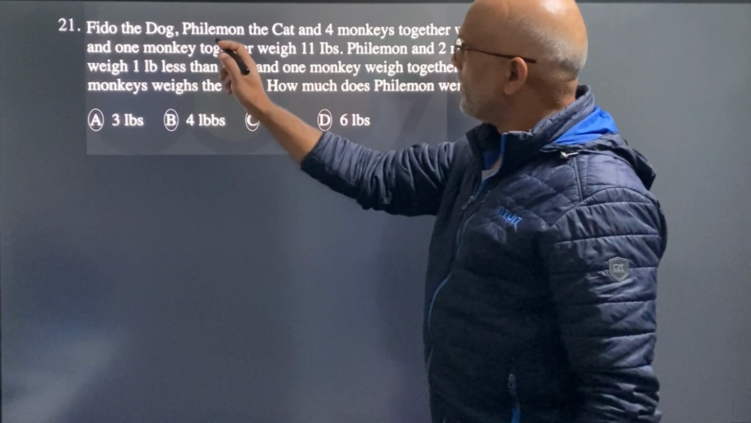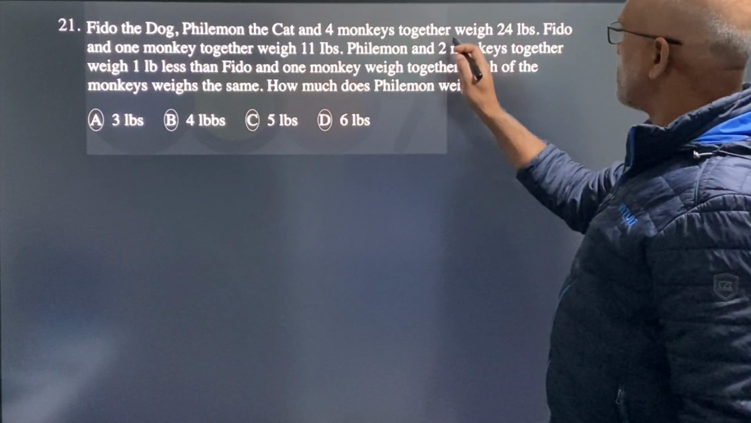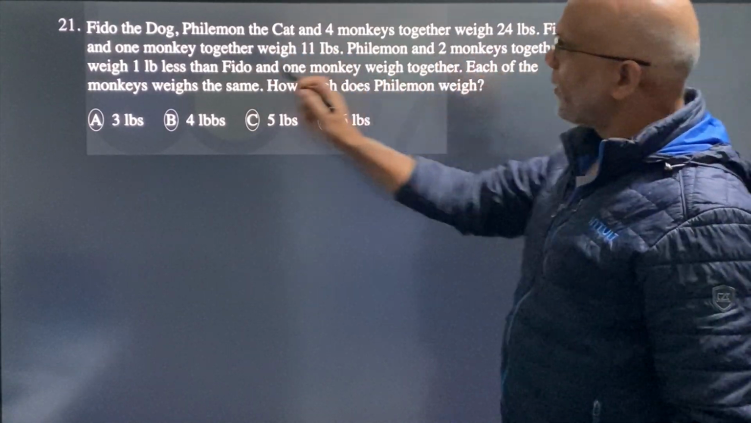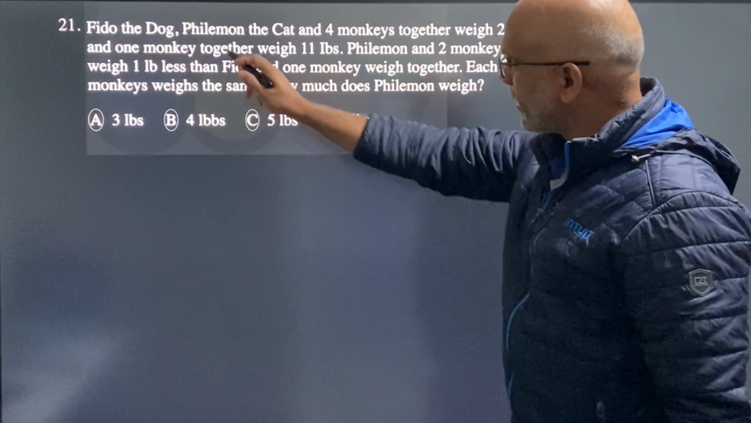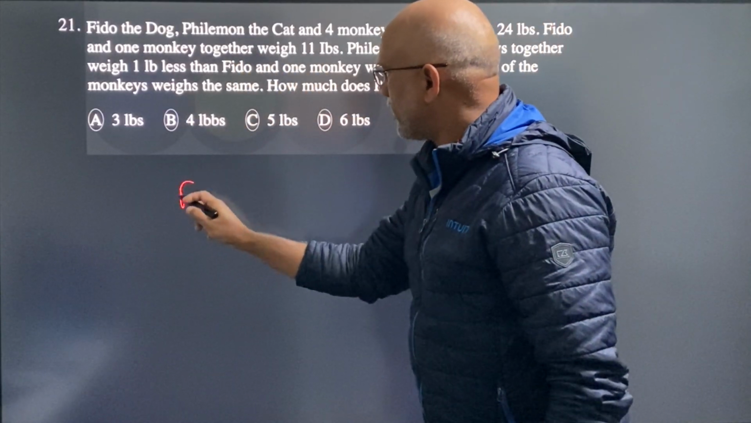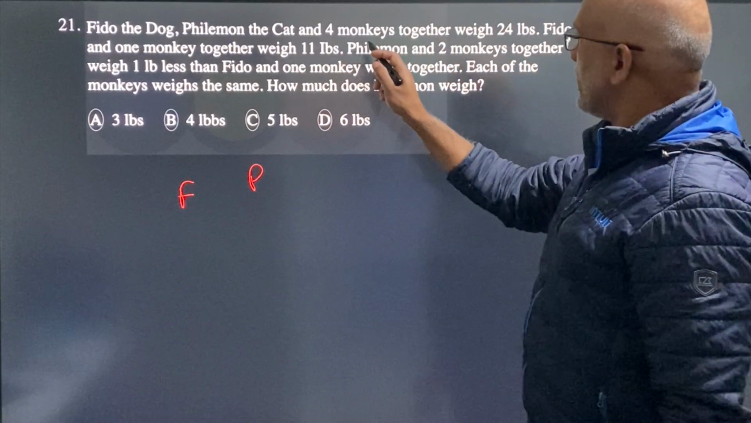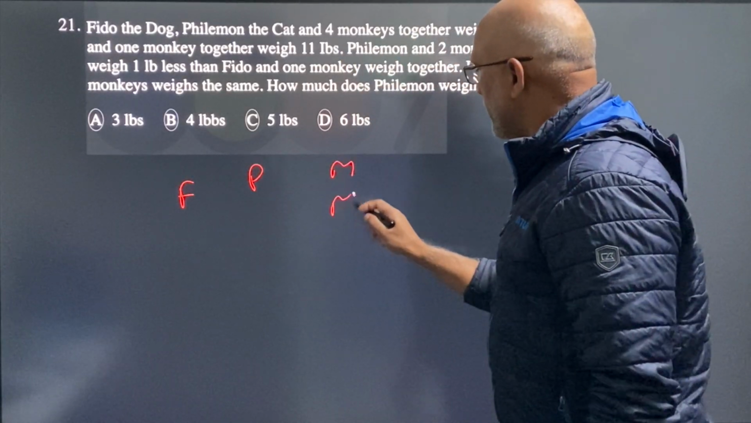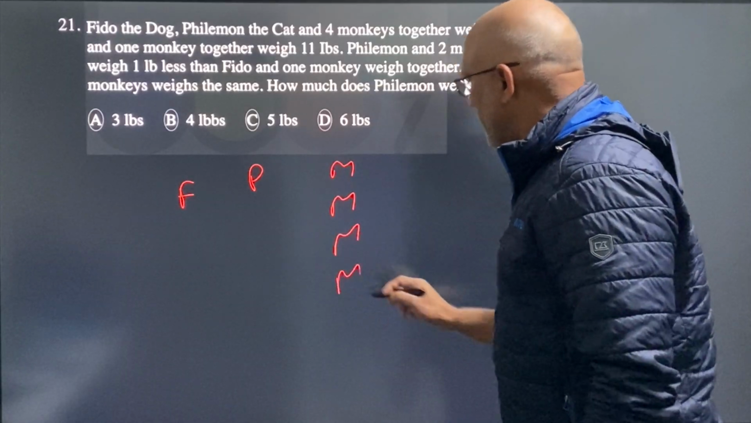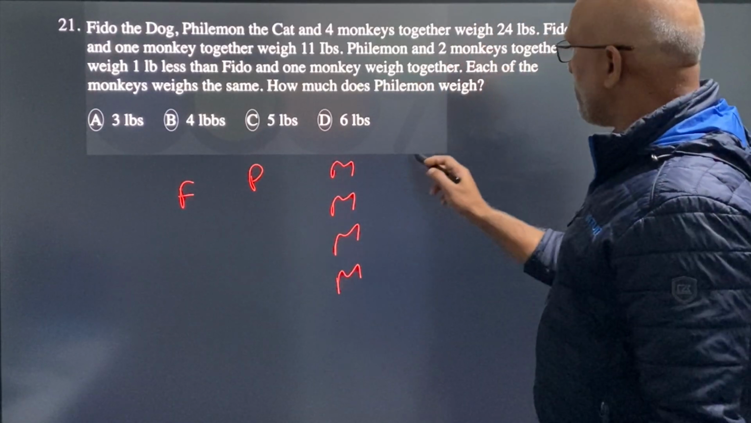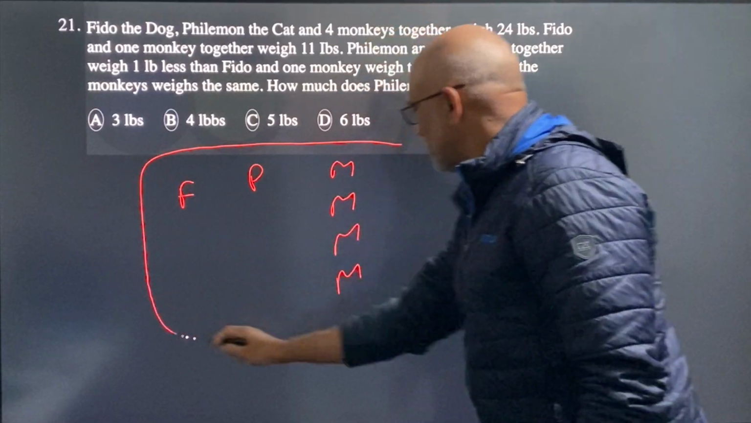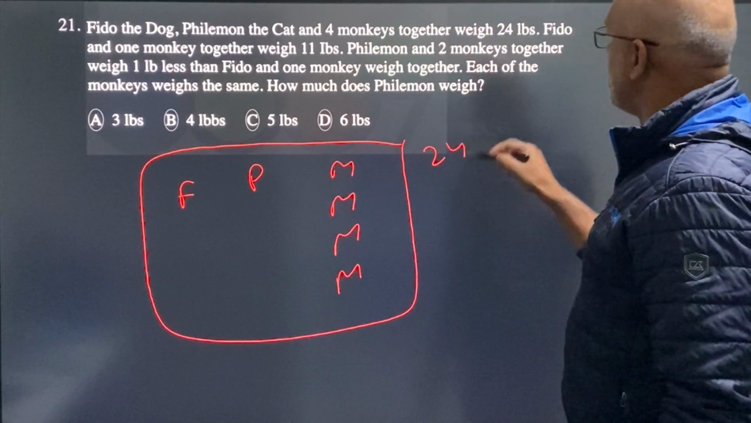Fido the dog, Philemon the cat, and 4 monkeys together weigh 24 pounds. Fido and 1 monkey together... Okay, so let me write down. So Fido, I write F, and Philemon, I write P, and then 4 monkeys, I write M. They together weigh 24 pounds. So this all is 24.